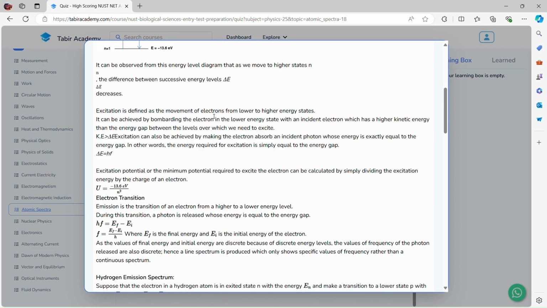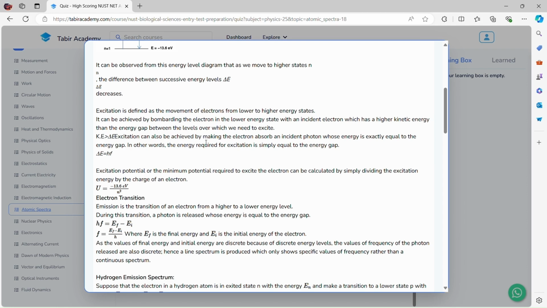Excitation is defined as the movement of electrons from lower to higher energy states. It can be achieved by bombarding the electron in a lower energy state with an incident electron which has a higher kinetic energy than the energy gap between the levels, for which we need to excite. KE is greater than delta E.